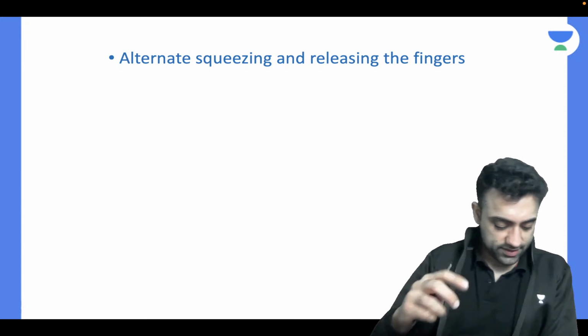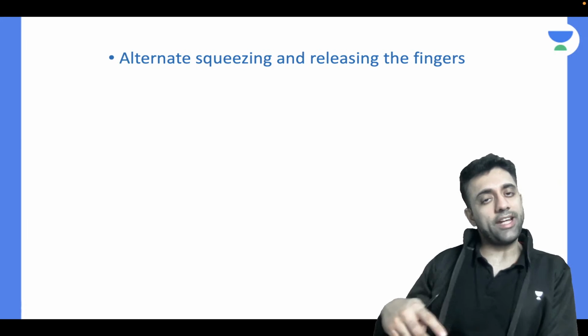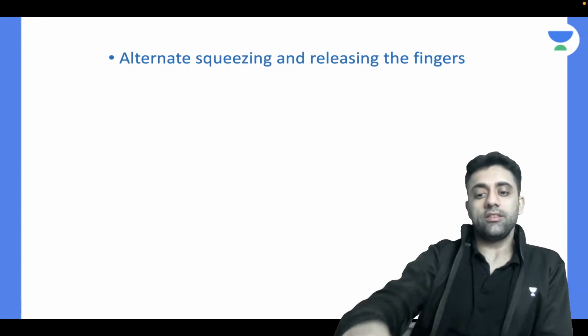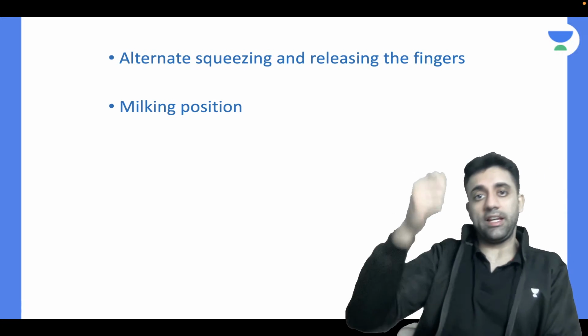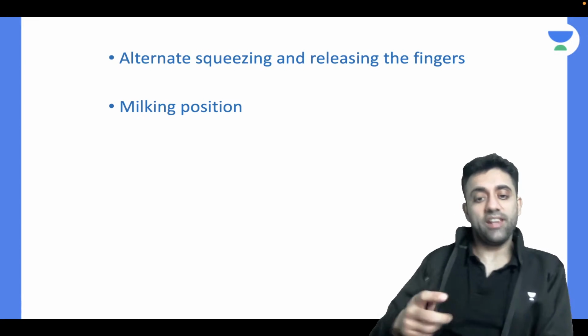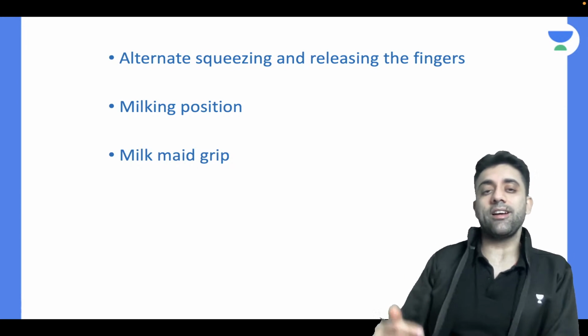So this was nothing but alternate squeezing and releasing of the finger. This is like milking, like when we milk a buffalo. Pull and release, pull and release, like that. That is known as the milkmaid grip. Very beautiful video, guys. Please remember this, dear everyone.